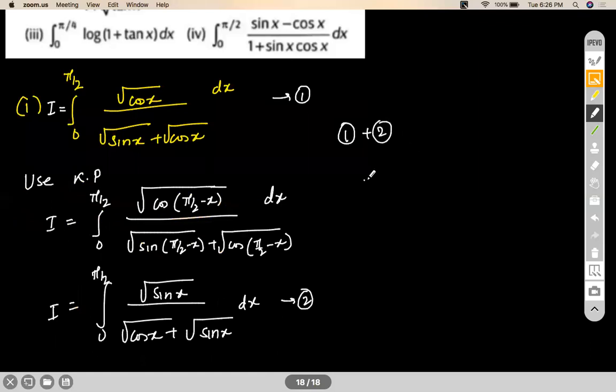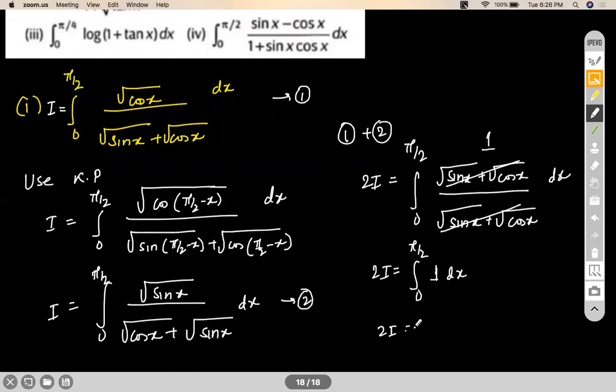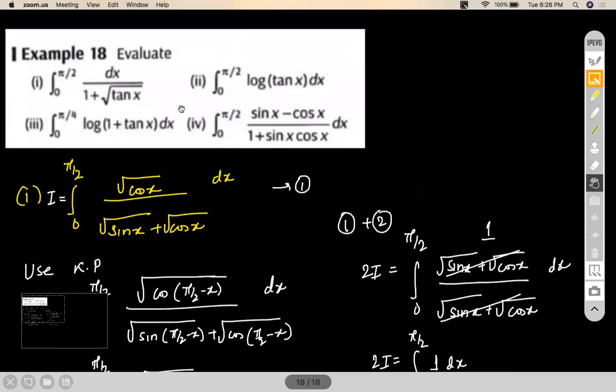So from 1 plus 2, you'll get 2I is equal to, now since they are under the same limit, you can add the integrand involved. When you add the integrand, the LCM would be under root sine x plus under root cos x, which is actually the same terms. And the numerator will also become under root sine x plus under root cos x. As a result, these two get cancelled off and give you a 1. In other words, you need to do integration from 0 to pi by 2 of 1, which is nothing but pi by 2. And remember, you had 2I over here, so I will become pi by 4. So the first answer will be pi by 4. Okay. This is normally the first question that anybody will take up under this concept.